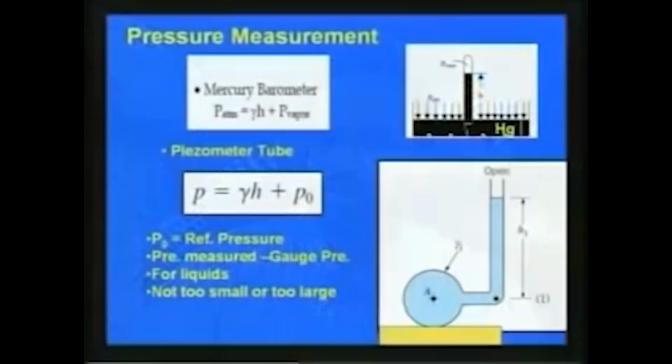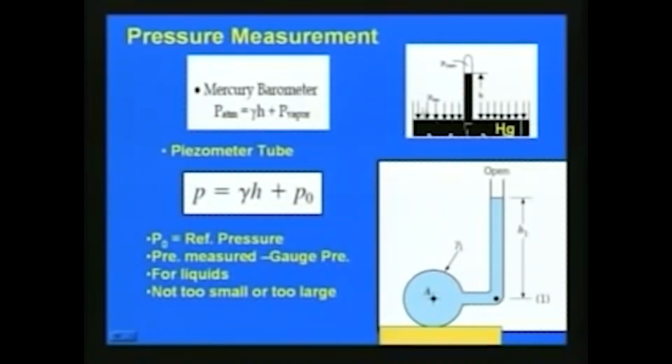So, the first one is called a mercury barometer. Here you can see in this slide, the mercury barometer is used especially for atmospheric pressure measurement. The pressure will vary: at sea level it will be maximum, and then it will reduce on the top of a mountain. So, we have to measure the atmospheric pressure at various levels or positions. So, we can use a mercury barometer like this.